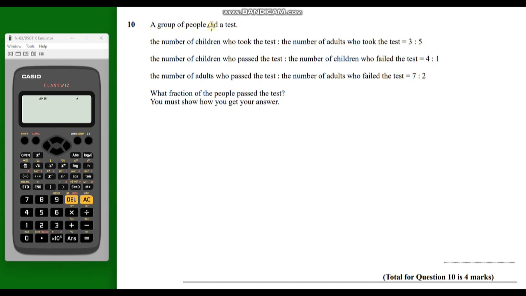Question 10. A group of people did a test. The number of children who took the test to the number of adults who took the test, so the ratio between these two is 3 to 5. The ratio of the number of children who passed the test to the number of children who failed the test is 4 to 1. And the ratio of the number of adults who passed the test to the number of adults who failed the test is 7 to 2. What fraction of the people passed the test?